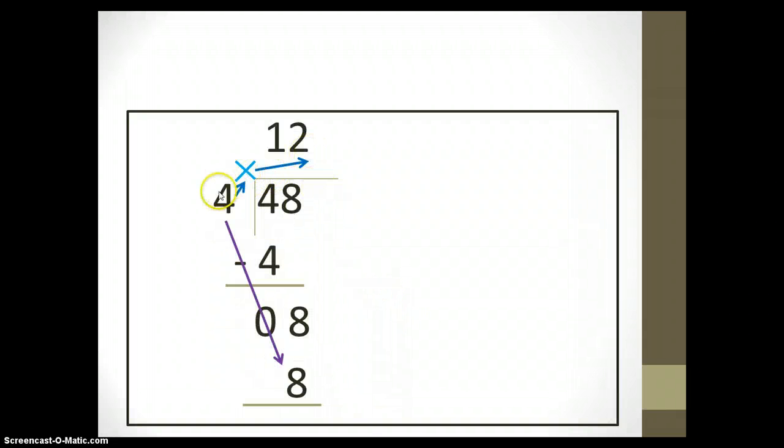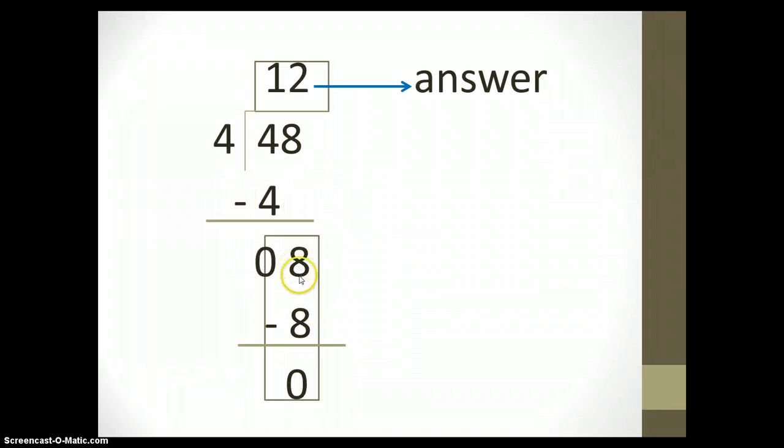And then again, we multiply 4 times 2, and we get 8, which we put down here underneath that other 8 that we brought down. And then we subtract. 8 minus 8 is 0. So we don't have anything left over. So we are completely done with this problem. So our answer is 12.